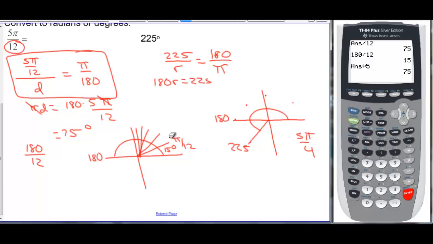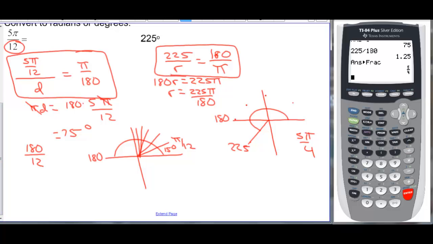180r equals 225 pi. R equals 225 pi over 180. 225 divided by 180, enter. I don't really want the decimal, so we go math, fraction, change to a fraction, and there's your 5 pi over 4. Once you use these degrees enough, you'll recognize 60 degrees as pi over 3 and 135 degrees as 3 pi over 4. You'll start recognizing these numbers, but when in doubt, just use the conversion.